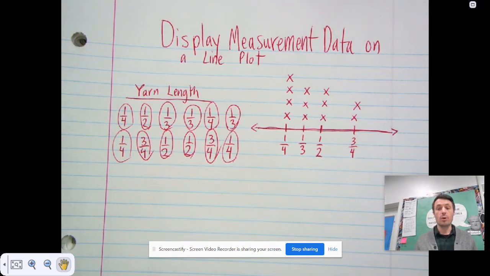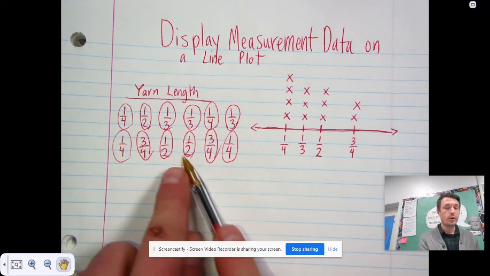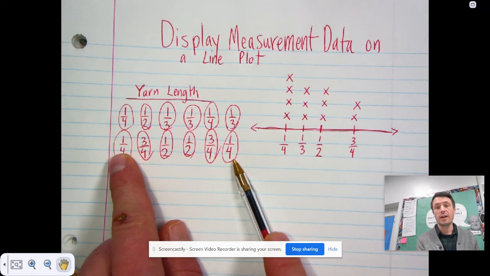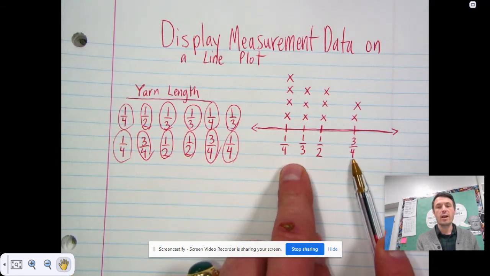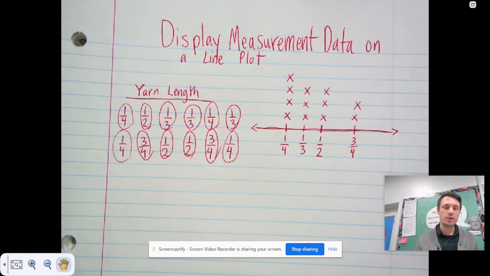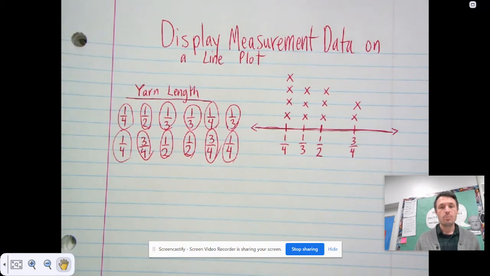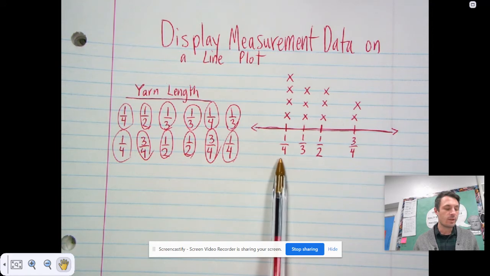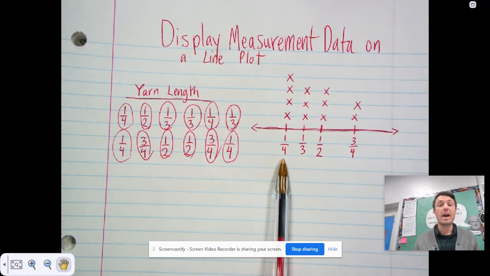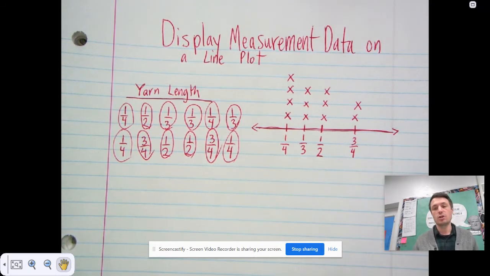And that's the first part of today's lesson. It's just learning how to put data like this, unorganized data, in an organized way on a line plot. So now it's easier to see what sizes you have more of, what sizes you have less of, and it's also easier to count how much you have of each one at a glance. Like if you had to find that information from this, you would have to really stop and count. But you can tell that you have 4 pieces that are 1/4 of a foot long at a glance when you put the information in an organized way on a line plot.